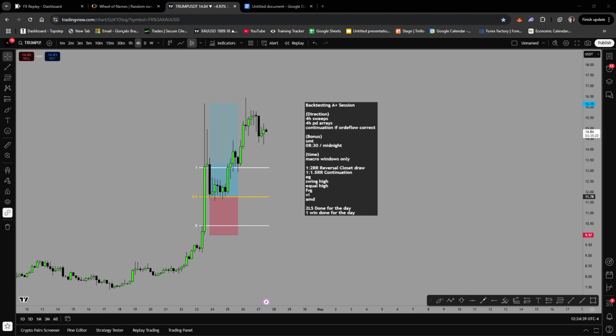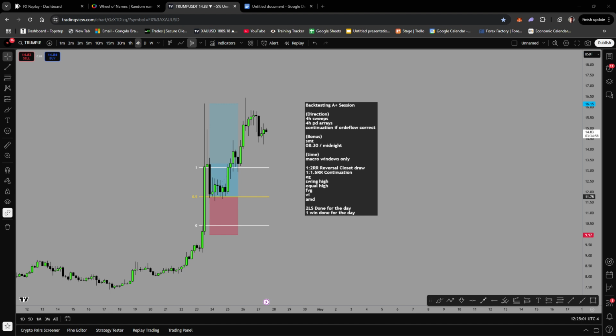Now, the times of day that we place entries are in macros. We trade 4 macros. We'll also explain that as we go along. We target a 1 to 2 and then the closest draw on liquidity. We take partials when we're using the 4-hour bias. Now, 1 to 1.5 when we're doing the 1-minute order flow. No partials in that system.